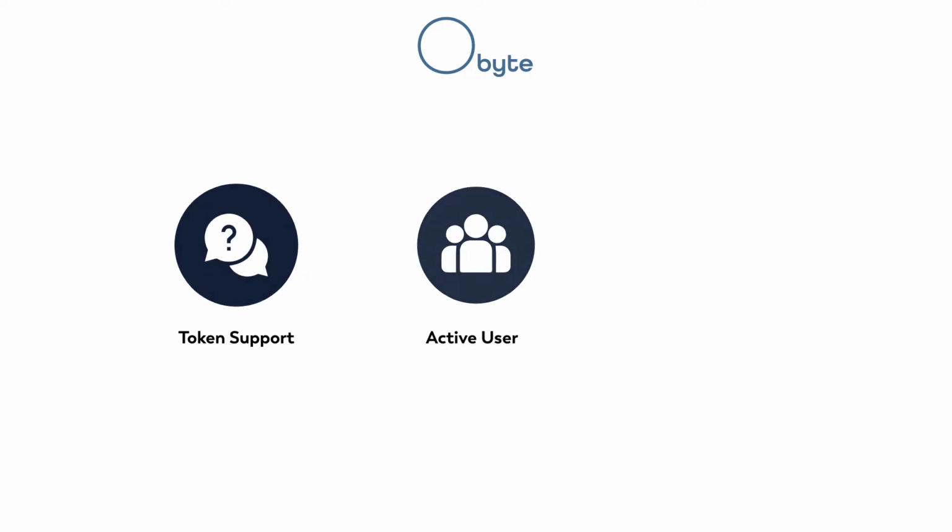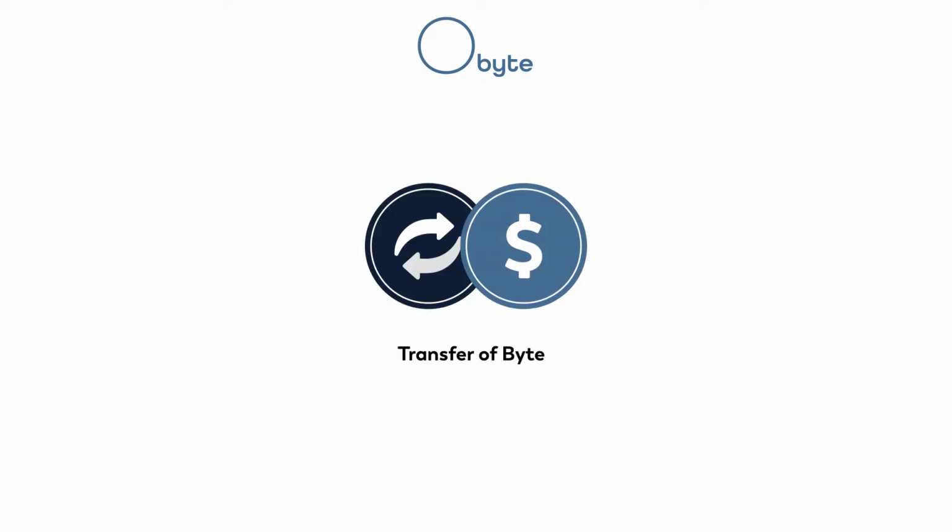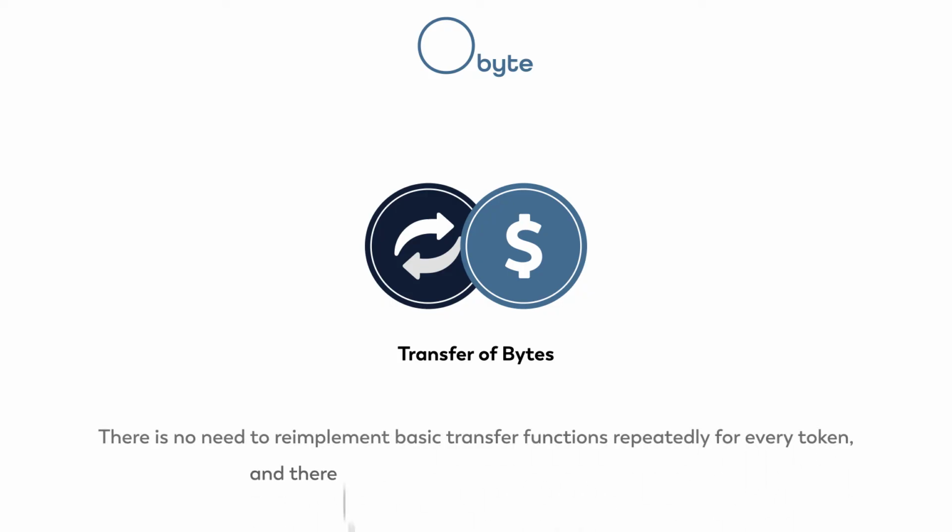Lastly, we'll touch on native token support, active users, and market. Unlike Ethereum, tokens on Obyte follow the same rules as the transfer of bytes, the native currency. Since they exist on the platform level, there is no need to re-implement basic transfer functions repeatedly for every token, and there is no way these functions can go wrong.